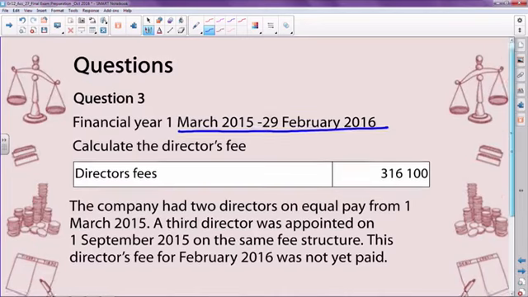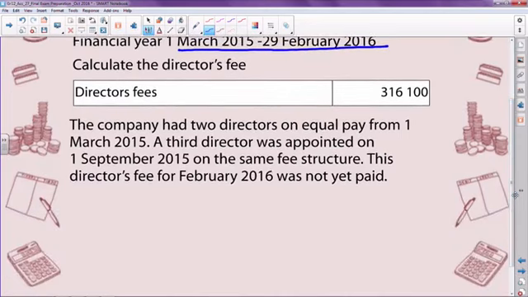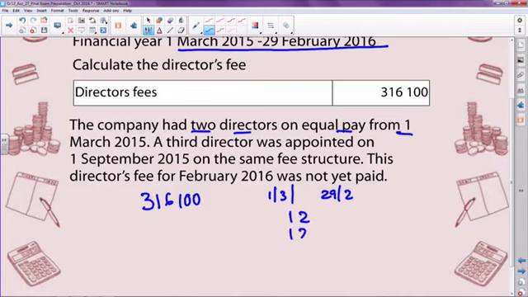Right, what do we know? We are told that the director's fees amounted to 316,100. We are told that the company had 2 directors on equal pay from the 1st of March. That means they were employed from the 1st of March until the 29th of February. The first one was employed for 12 months, and the second one was employed for 12 months as well.